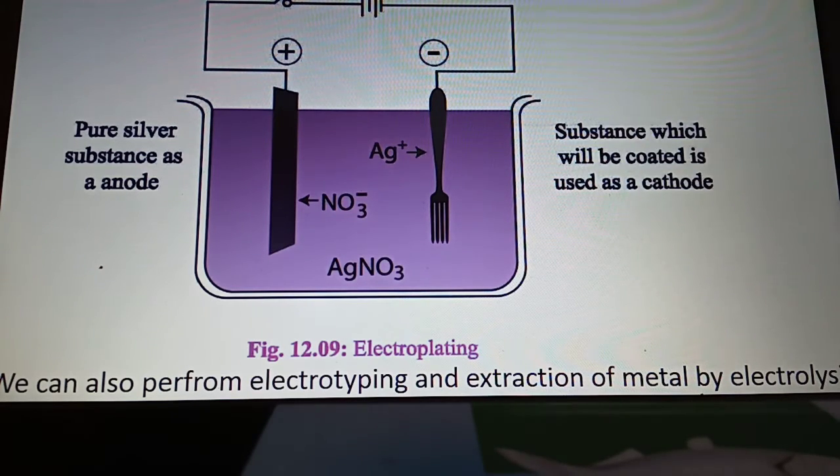These electroplating processes are very widely used in our life. We can also perform electrotyping and extraction of metal by electrolysis.